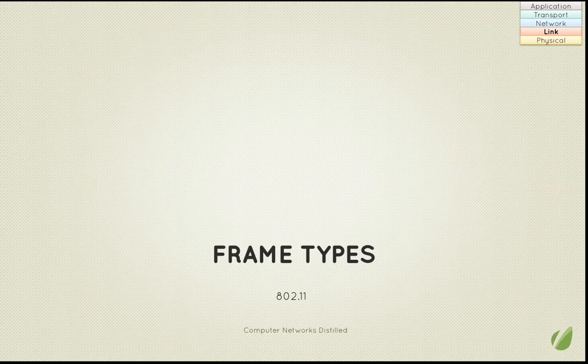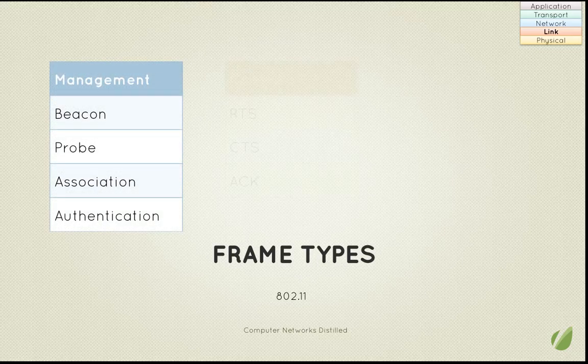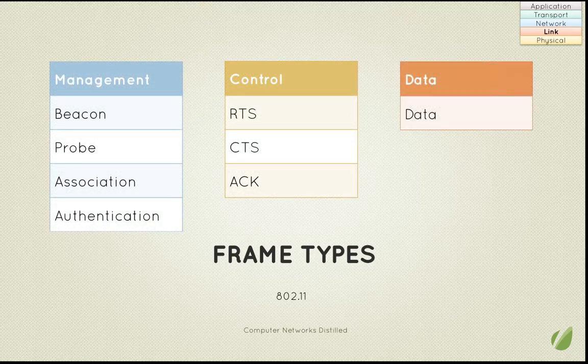802.11 defines 3 different frame types: management, control, and data. Note the different types of frames in each category. In the management area, there are 4 different types: a beacon and probe frames, which are used to communicate the existence of and find access points. Next, there are the association frames, which associate or connect a host with an access point. And lastly, there's an authentication frame type.